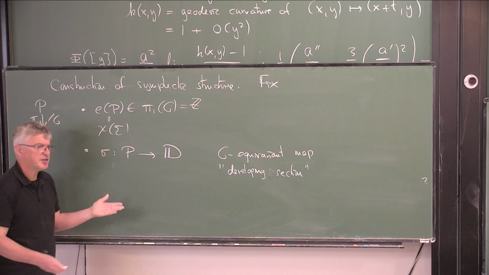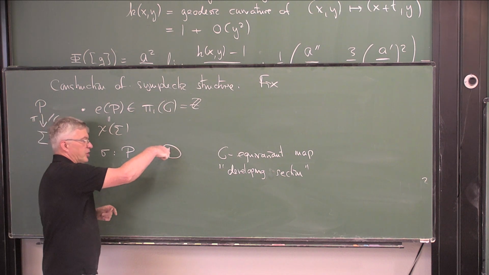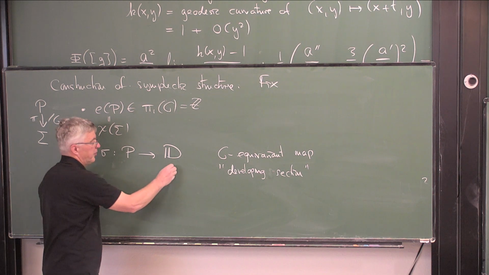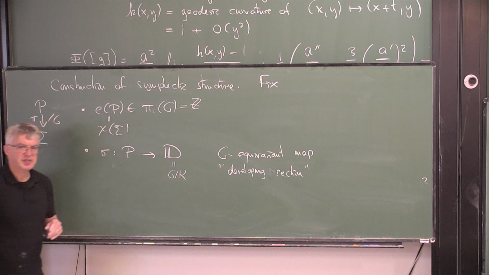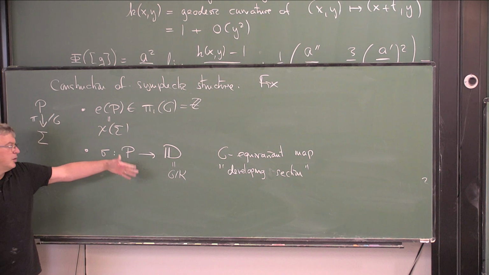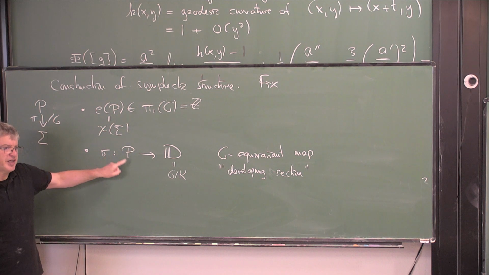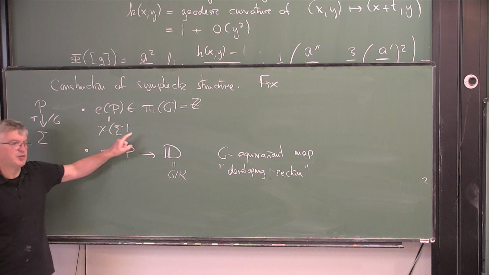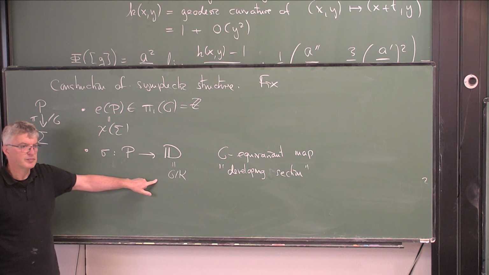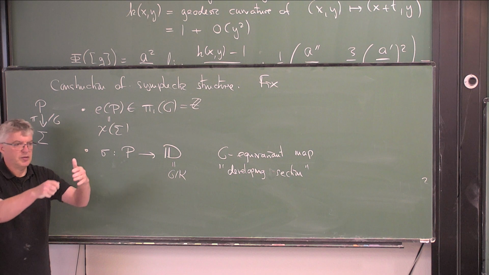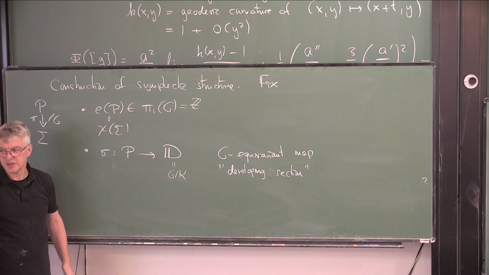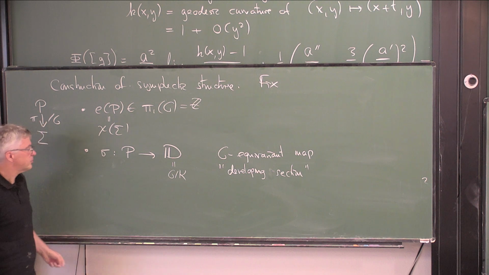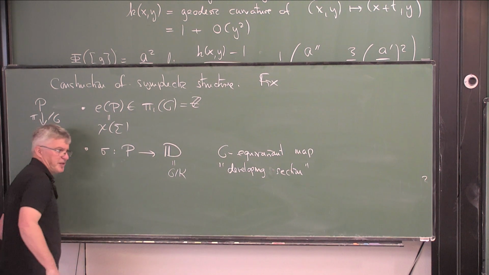Another way to look at it is to remember that G acts on the concrete disk, and it's a homogeneous space. It's G mod K. So you could say a developing section is equivalent to a reduction of the structure group of your principal bundle to the group K. K being SO2 is a stabilizer of any point in the Poincare disk, the center. So this will also be fixed.